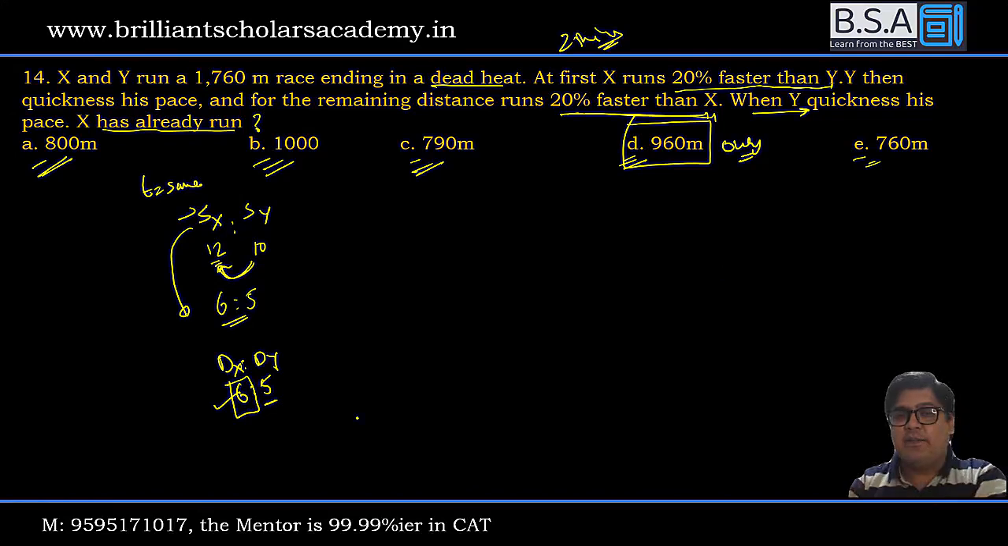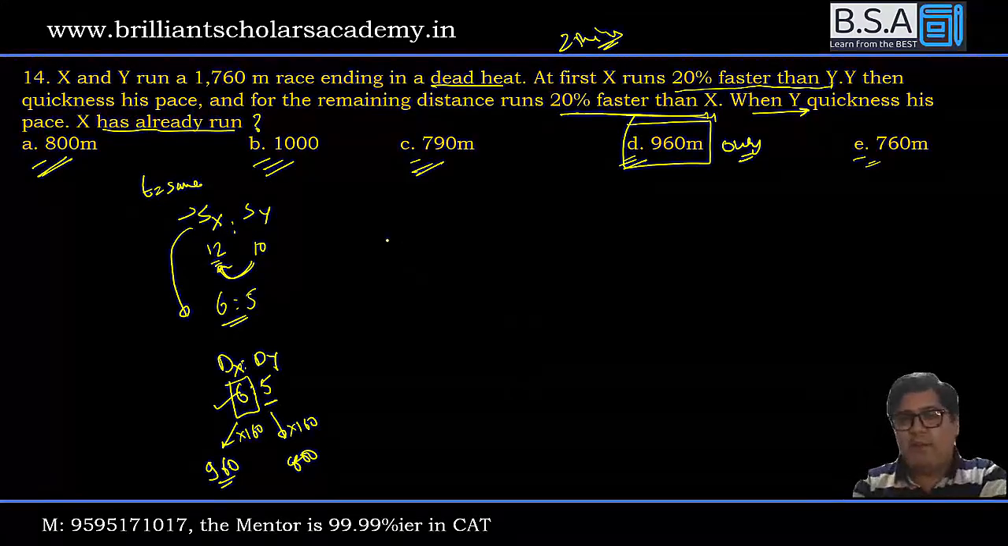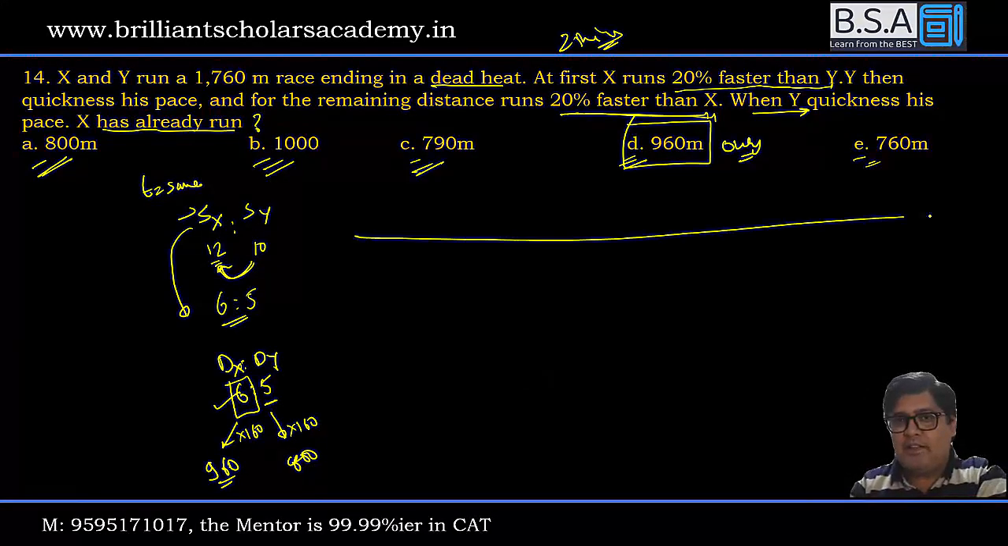Observe. Learn these things. I'm again going to use better ratios to avoid any confusion. When this person has traveled 960 meters, how much would y have traveled? This is 160 into 9 and 160 into 6, and this will be 160 into 5. So let me draw this on the race line for you. This is total 1760 meters.